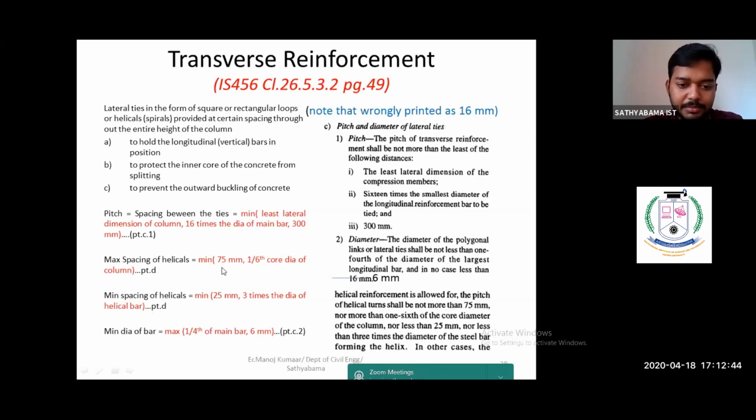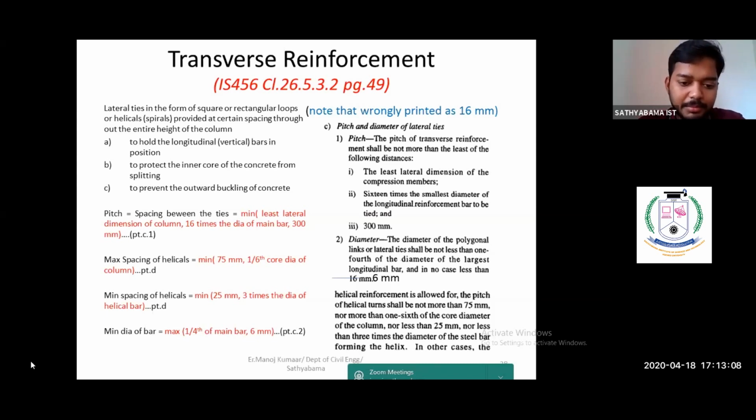And the maximum is out of these two values. So you can provide the spacing of helicals between these two values. That is the minimum spacing. If you are getting a minimum spacing of 25 and a maximum spacing of 50 mm, then you can provide a distance of 40 mm, 35 mm, anything ranging between 25 and 50 mm.